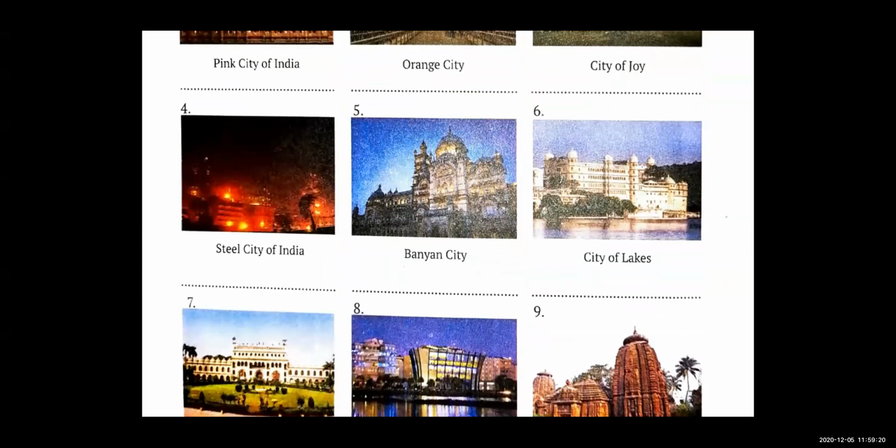Now, everyone knows about Jamshedpur. Why, children? Because the first steel plant was set up by Tata in Jamshedpur, and so it is known as the steel city of India, right? Next is the Banyan city. Now we know the banyan tree, right? So this is a city in which a number of banyan trees are found, right? And that is, children, Vadodara.